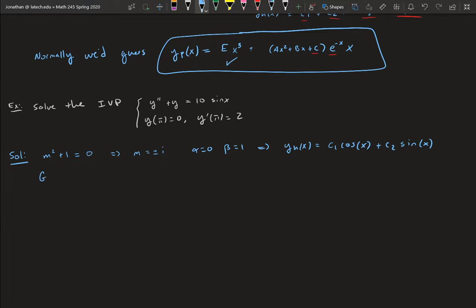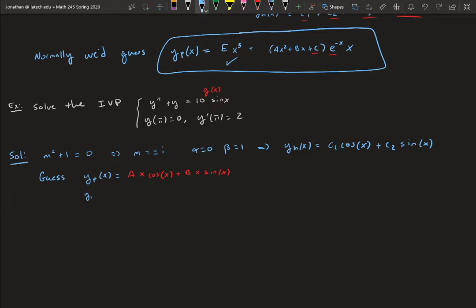Now what would we guess for our particular solution? yp of x, normally, based on the right-hand side, this is our g of x. Normally we would guess A times cosine plus B times sine. But that's not good enough because we already have that in our homogeneous solution. So this duplicates our homogeneous solution. So what we need to do is multiply this guess by x. And so this eliminates duplications.